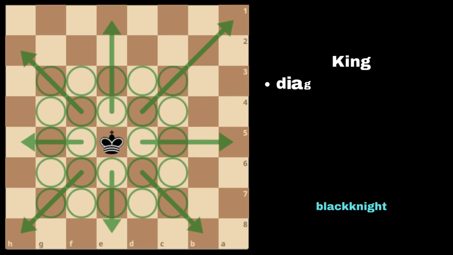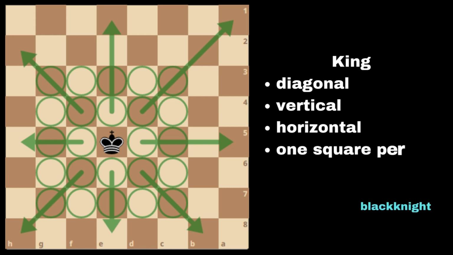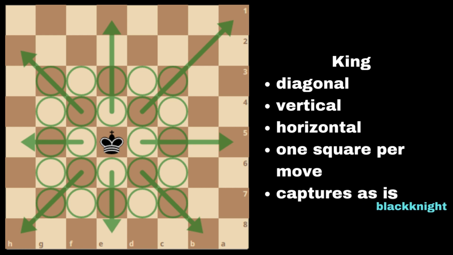The king, it can cover both diagonal to horizontal and vertical squares regardless of color but limited to one square at a time per move, not like the queen that it can move more than one square. The king's way of capturing an enemy piece is by its way of movement itself as long as it is not supported.